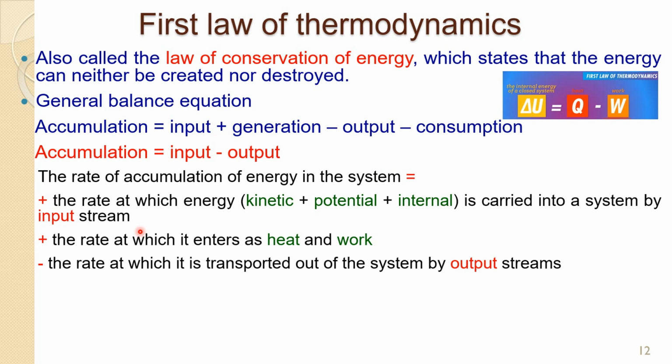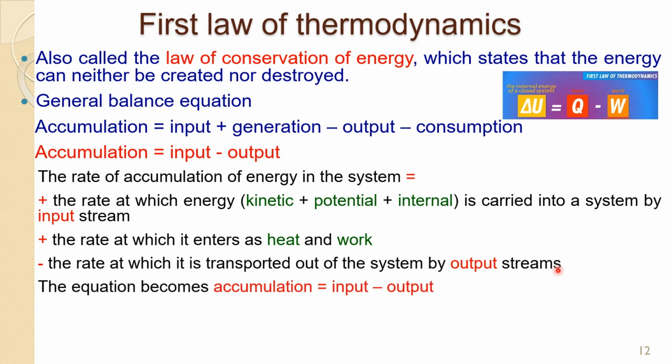And after that, you learn five terms. This needs to be plus again, the rate at which energy enters as heat and work. So if we have a system, kinetic energy, potential energy, internal energy, heat and work can enter this system. Then you minus the rate at which energy is transported out of the system by output streams. So output can be kinetic, potential, internal, heat and work.